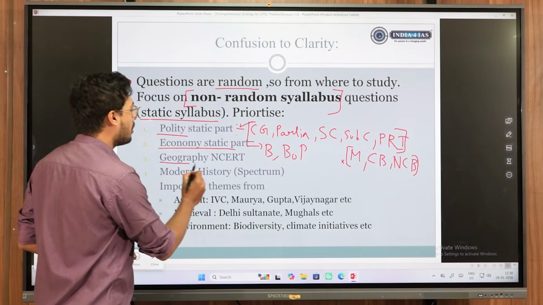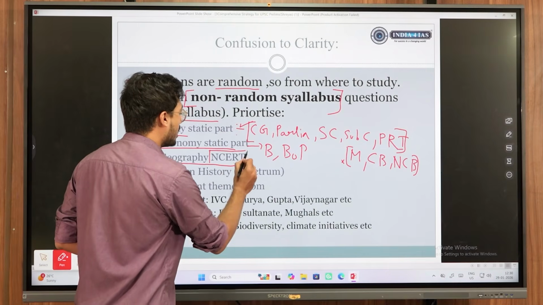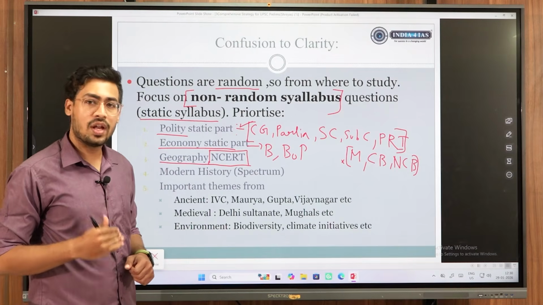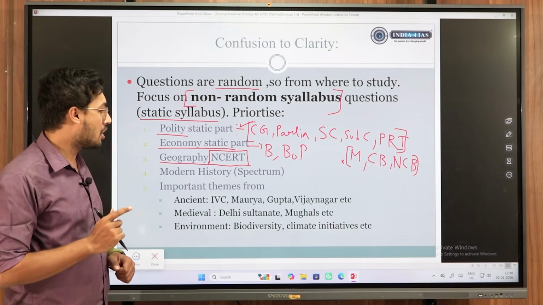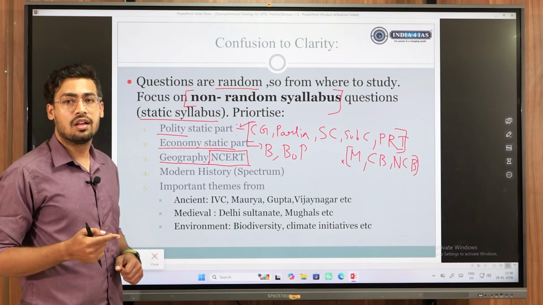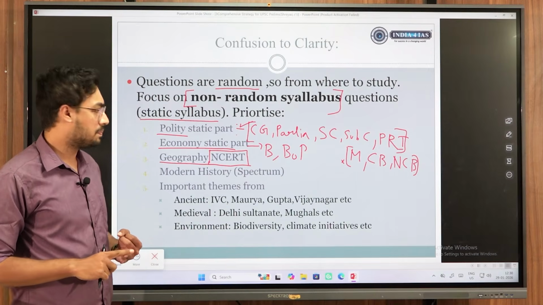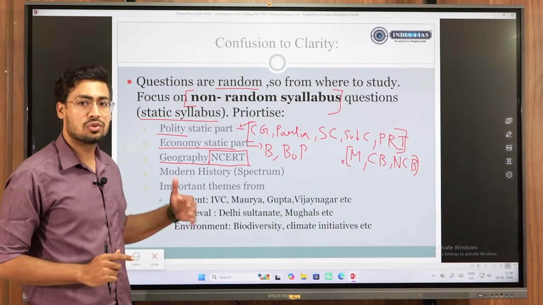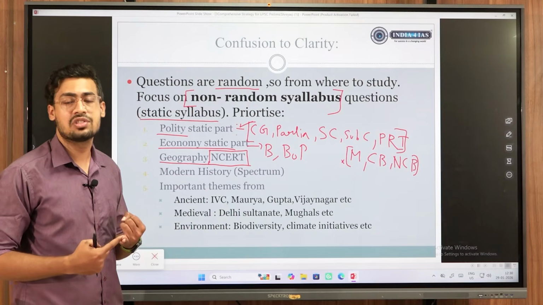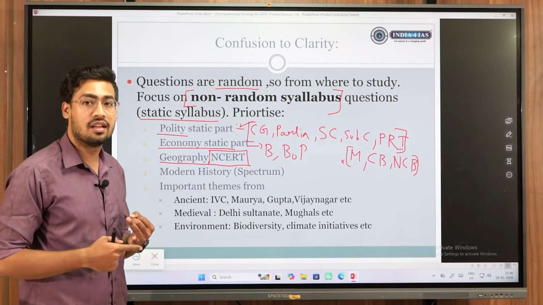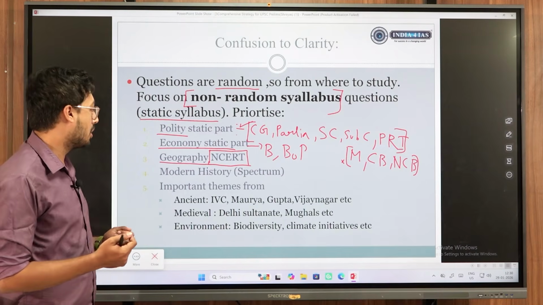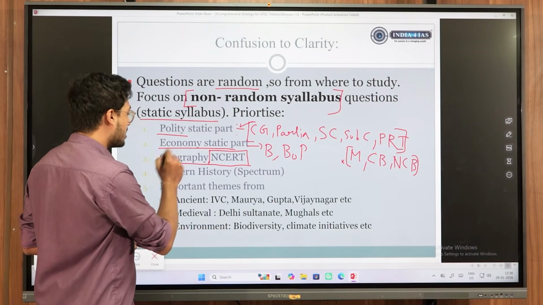Similarly, in geography it is very important that we learn concepts from the geography NCERT. When I speak of geography NCERT, I mainly mean the two blue books, physical geography and Indian geography. More questions are asked from that part, and in that area also we see more questions from climatology and ocean currents, and fewer questions from the biodiversity part, and so on. So this becomes important.